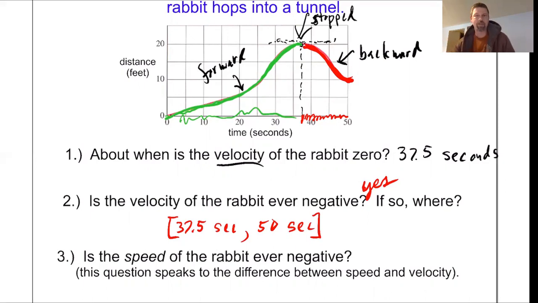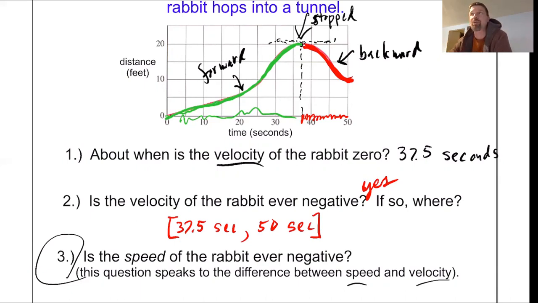All right. Question 3 speaks to the difference between something called speed and velocity. A lot of times we interchange those two as meaning the same thing. They're not quite the same thing. Velocity is a speed in a given direction, right? So a forward velocity would be a positive velocity. A backward velocity would be a negative velocity. Speed, however, is just speed, right?